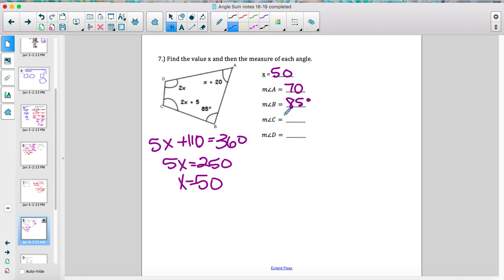So we're going to be at 105. And the value at D is 2x, so 50 times 2 is 100. And you can double check that all of those numbers add up to 360 and see if you completed the problem correctly.